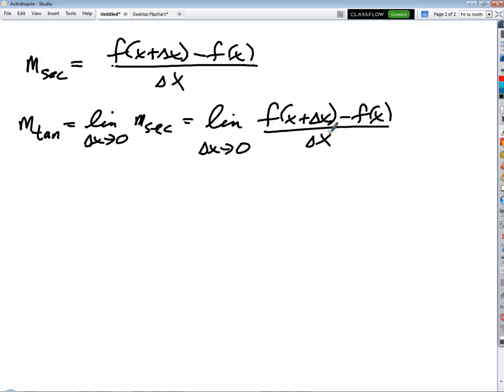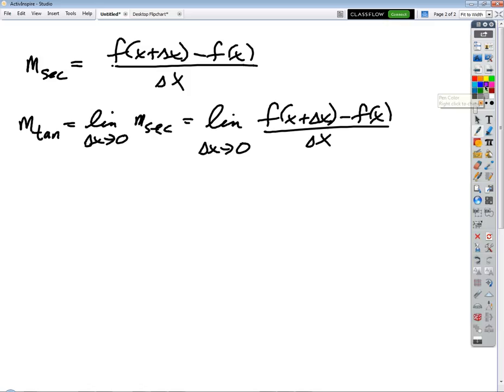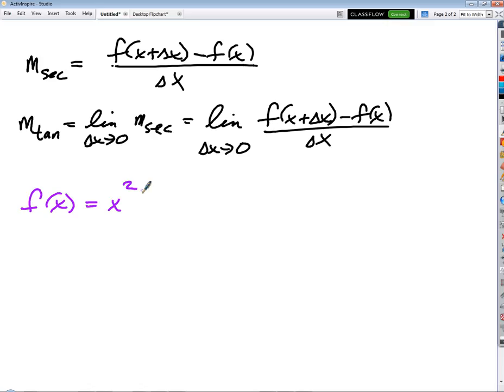So let's say now, for example, that we've got the function f of x equals, we'll start easy, x squared, okay? And we want to find the slope of the tangent line when x equals 3, okay? That's our goal. All right, so suggestions?